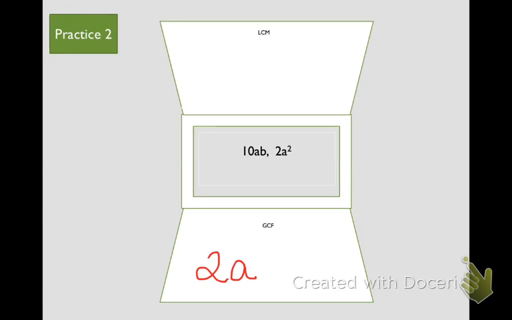Now, least common multiple. So I just start with the bigger one, which is 10. Does 2 go into 10? Yes, it does. So 10 is the least common multiple. Now I look at my variables. I have an a, take the one with the greater exponent, is a squared, and then I have a b. I don't have it in both places, so I just take a b to the first.